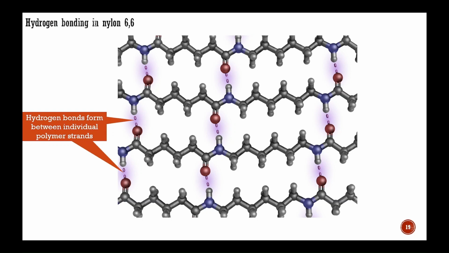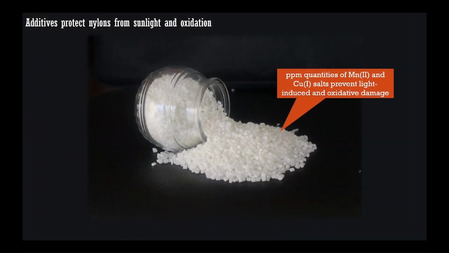As the fibers are drawn, hydrogen bonds form between individual polymer strands. Specifically, the carbonyl group of one amide bond forms a hydrogen bond with the amide hydrogen atom of another strand, as shown in this figure. The tensile strength and stiffness of nylons are primarily due to this hydrogen bonding. Various substances can also be added to polymers to protect them from sunlight or oxidative degradation. For example, trace amounts of manganese and copper salts are added to nylons to prevent light-induced and oxidative damage, while also helping to maintain their whiteness.